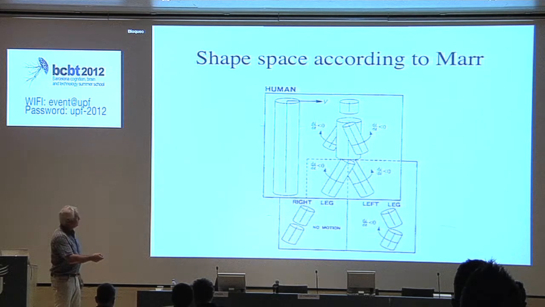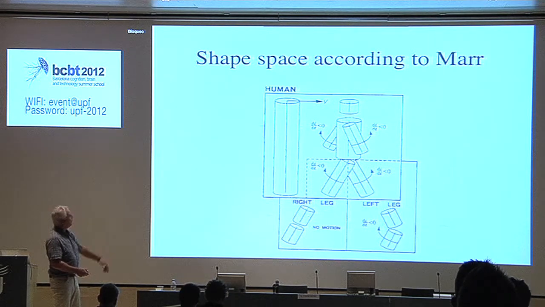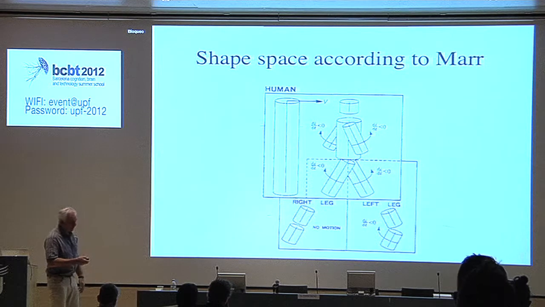This is not only shape, this is already getting into action. And then he had a hierarchy. A human was basically a vertical big cylinder. You can break it down into legs and arms, and you can break the arms down into forearm, upper arm, and hand, and you can break down the hand. So it's a hierarchy of representations.